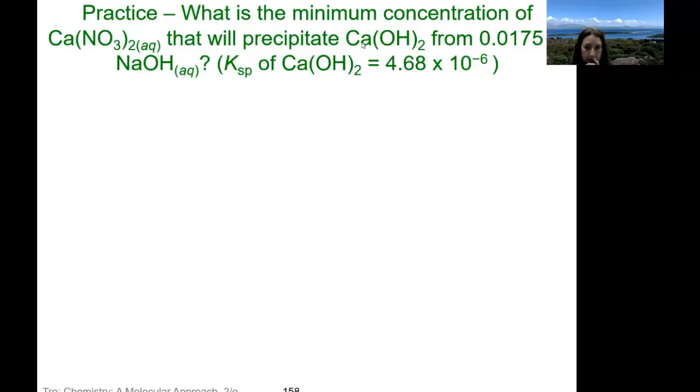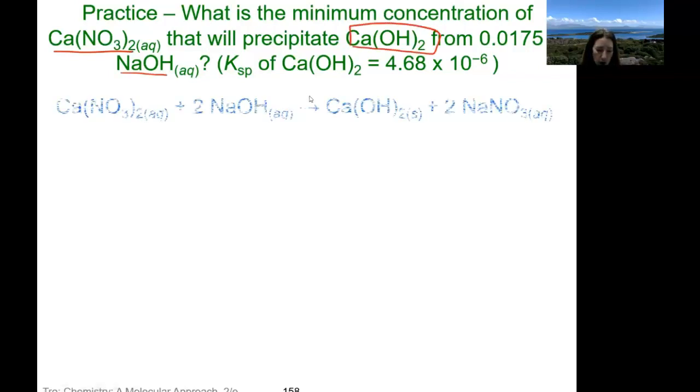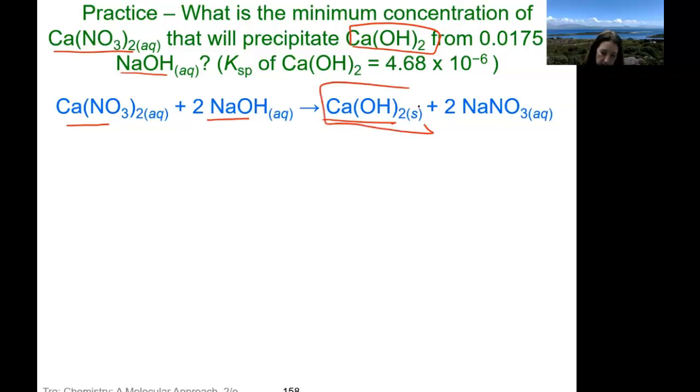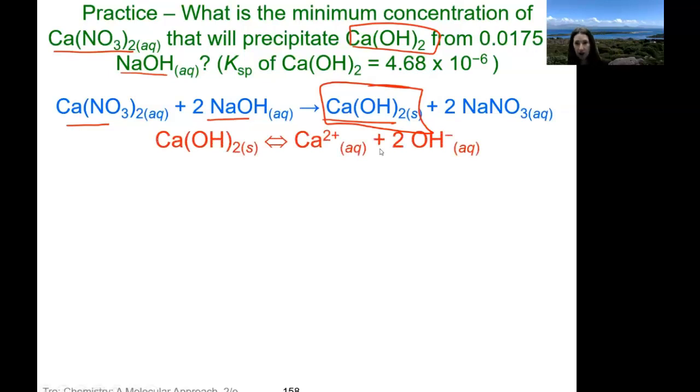Okay, so what do we have here? We have calcium nitrate and sodium hydroxide. That's our solid. So our overall reaction is calcium nitrate and sodium hydroxide. But this is what we care about. Our overall reaction that we care about is this reaction right here.